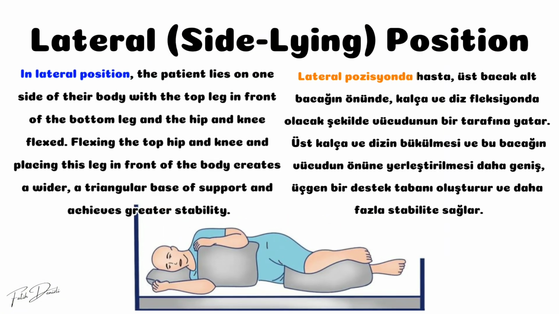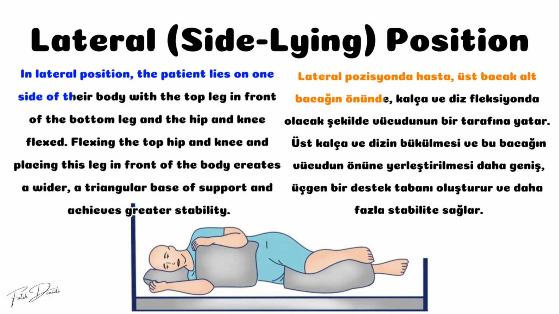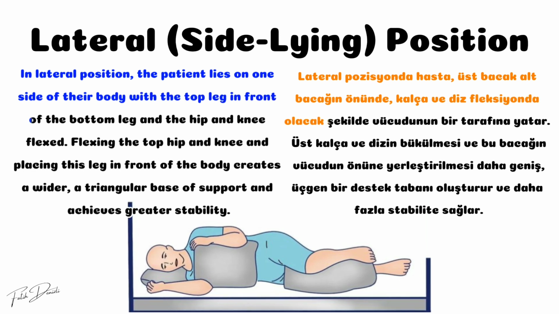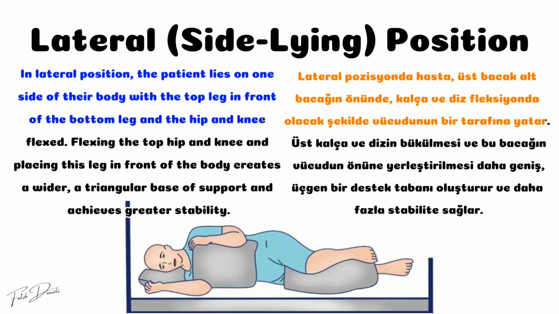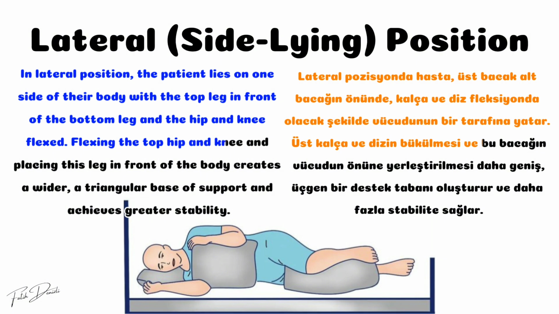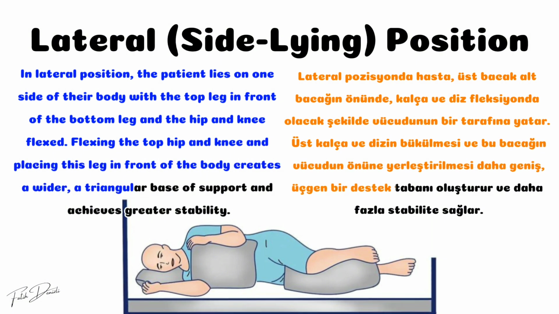Lateral side lying position. In lateral position, the patient lies on one side of their body with the top leg in front of the bottom leg and the hip and knee flexed. Flexing the top hip and knee and placing this leg in front of the body creates a wider, triangular base of support and achieves greater stability.